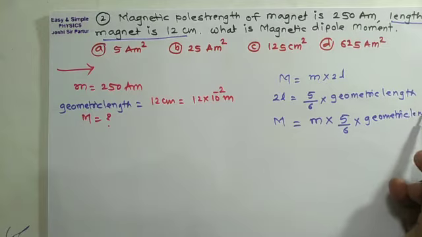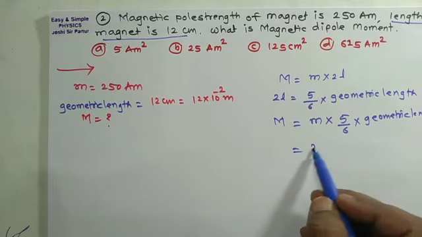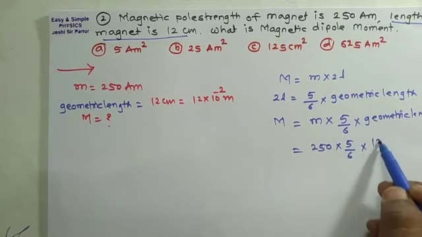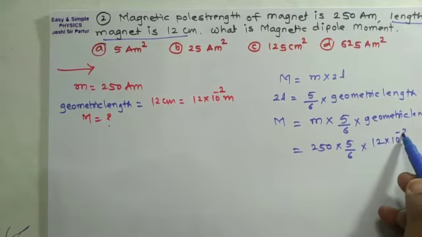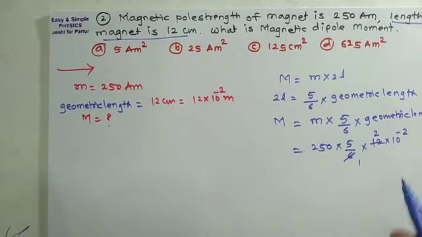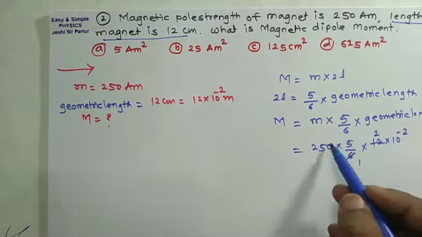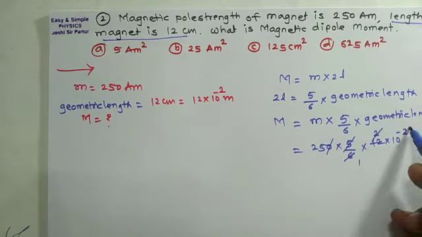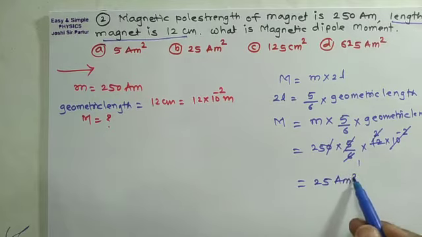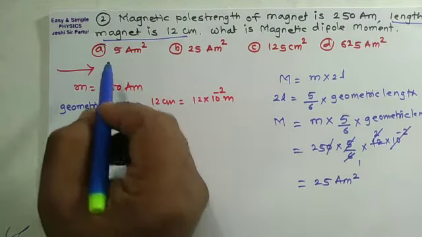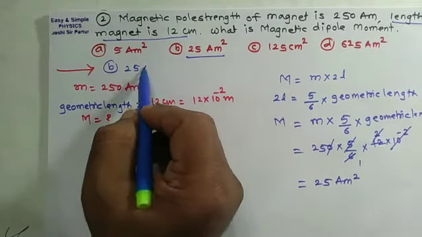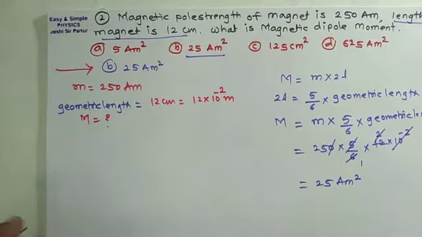So substitute the values here. 250 multiplied by 5 upon 6 multiplied by 12 into 10 to the power minus 2. 6 ones are 6, 6 twos are 12, 5 tens are 50. Here 2 zeros will be cancelled. So answer will be 25 ampere meter square. So answer is B, 25 ampere meter square.